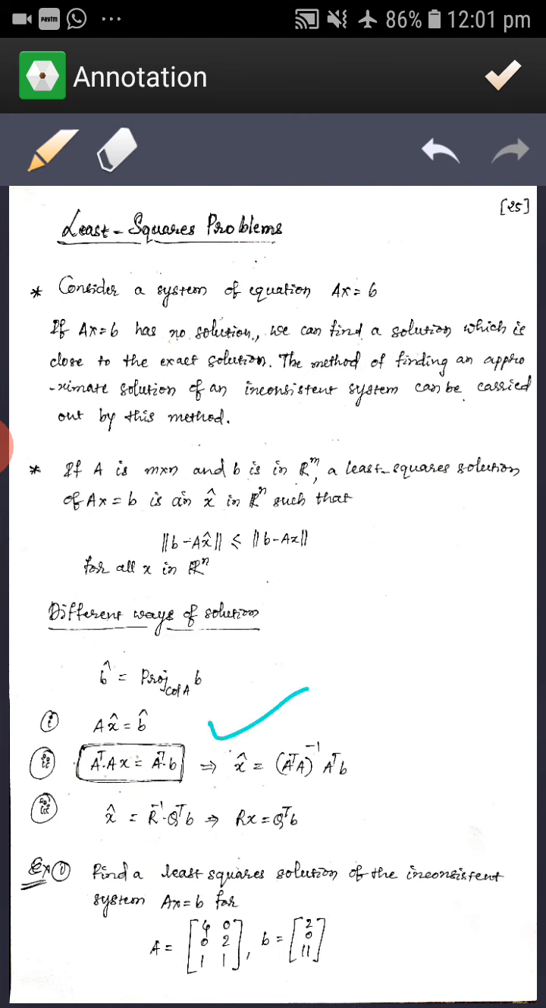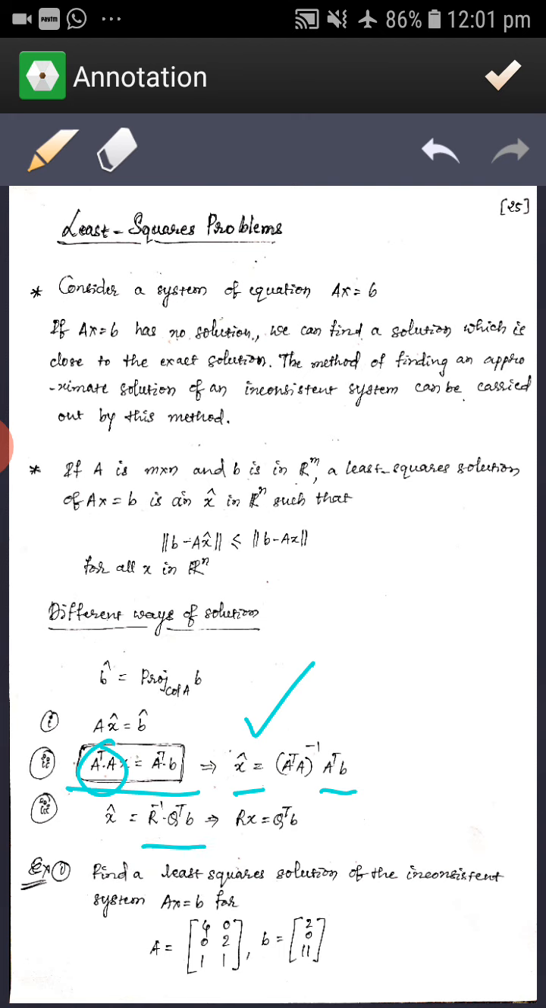We need to calculate by using A x cap, meaning the projection of b. By using that we can calculate. The next one is A transpose A x = A transpose b, which is nothing but x cap = (A transpose A) inverse A transpose b. In that case we can calculate x cap.